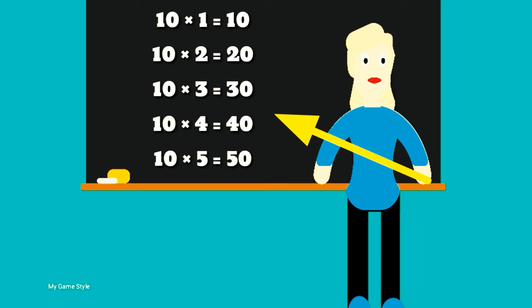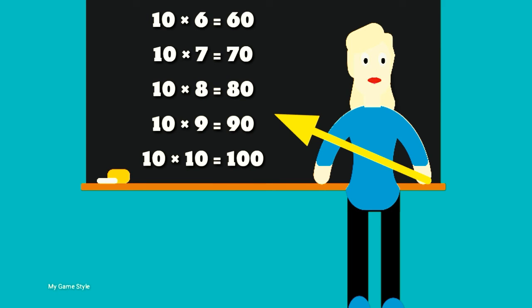10 1 is 10. 10 2 is 20. 10 3 is 30. 10 4 is 40. 10 5 is 50. 10 6 is 60. 10 7 is 70. 10 8 is 80. 10 9 is 90. 10 10 is 100. 11 table.